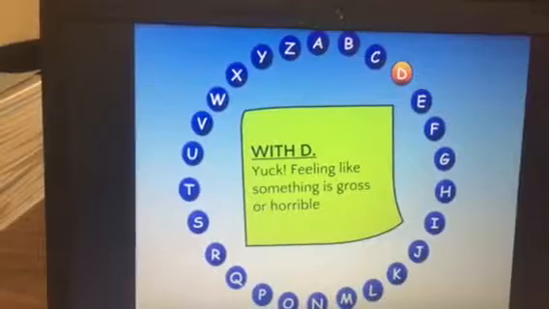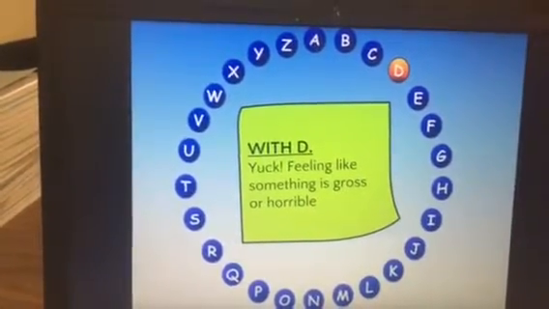Students really do respond well to this game and enjoy it quite a bit. This is called the alphabet game.